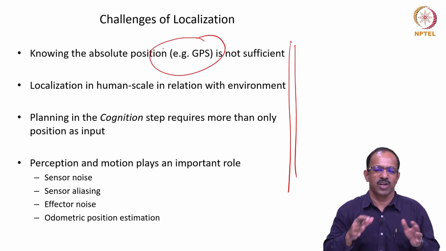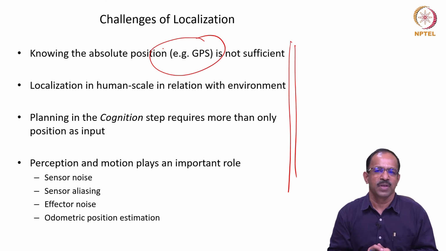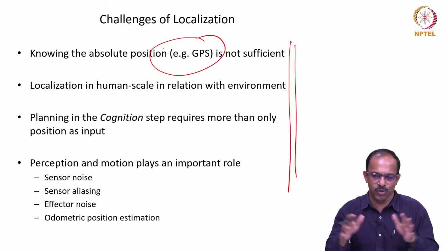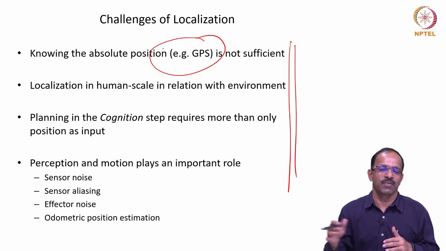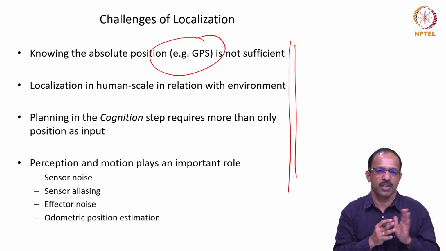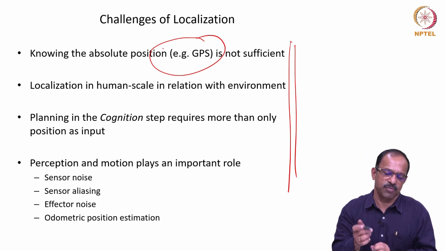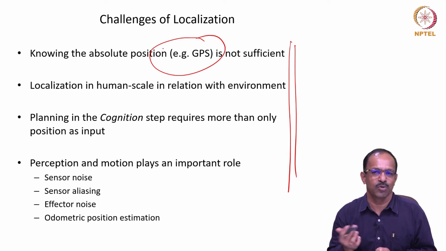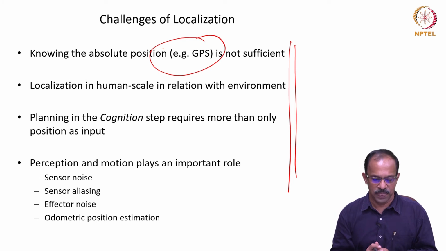The GPS says that you are at this particular latitude and longitude. That is not sufficient for the robot. The robot needs to know within a room or within a given environment where it is. That is the information with reference to a particular frame. Therefore, the GPS information may not be useful in this case.